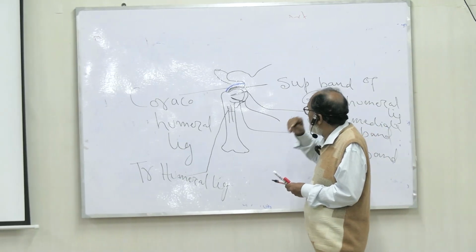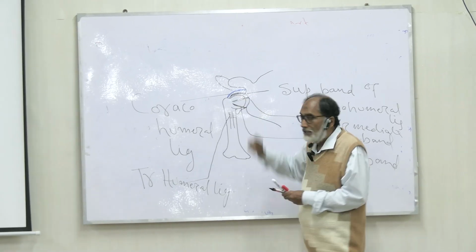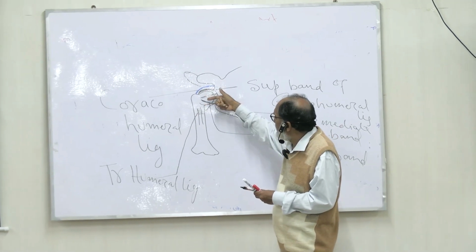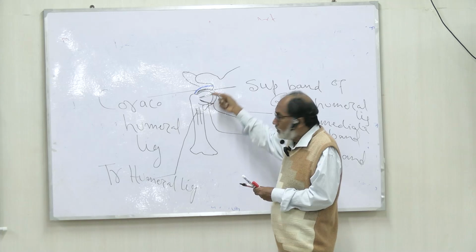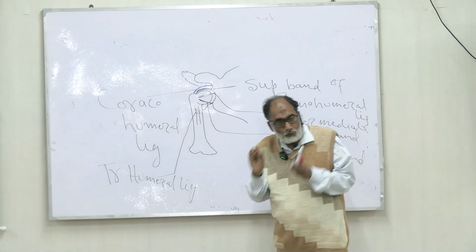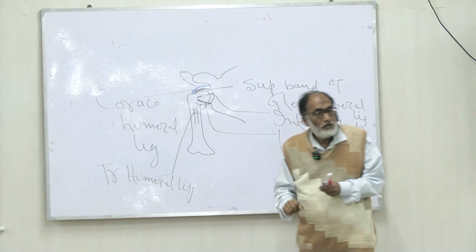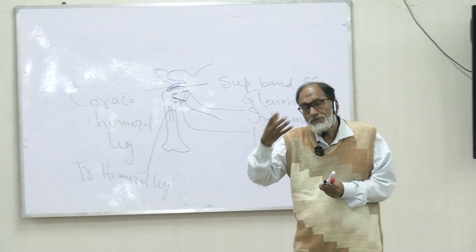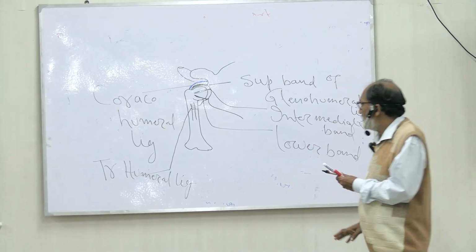Out of this, between the superior and middle band, this part is weak. This intervening part is covered only by capsule, and the capsule has been thickened in this part. So this part of the capsule is weak. The anterior weak spot is between the superior and middle glenohumeral ligament. Through this weak spot, sometimes this joint may dislocate. That is called anterior dislocation.